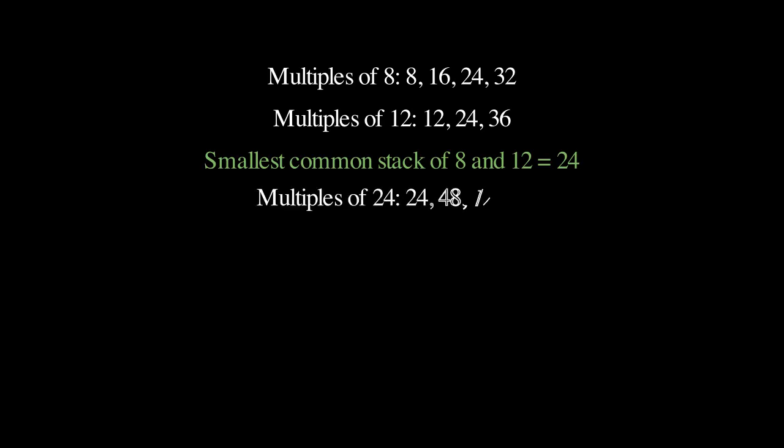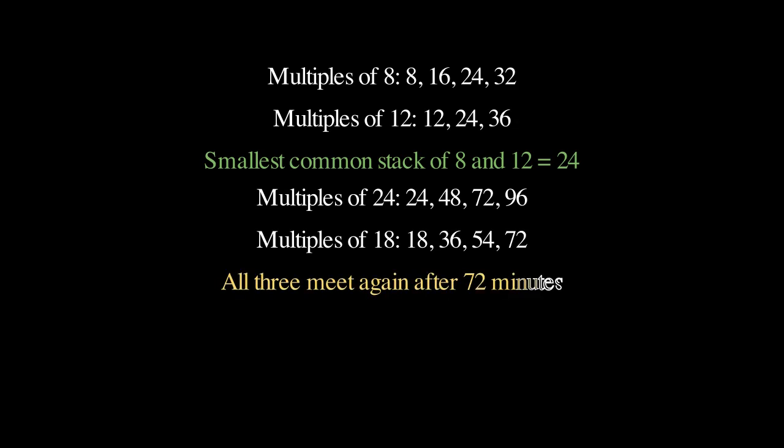Now bring in the third friend's gap of 18 minutes. Stack up copies of 24: 24, 48, 72, 96. Stack up copies of 18: 18, 36, 54, 72. The smallest number common to both these new lists is 72, so all 3 friends will meet again at the starting point after 72 minutes.